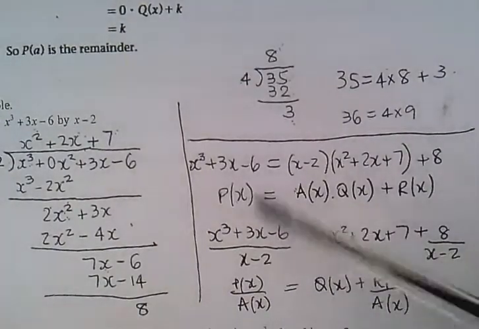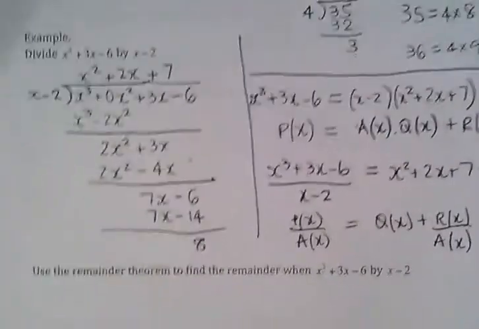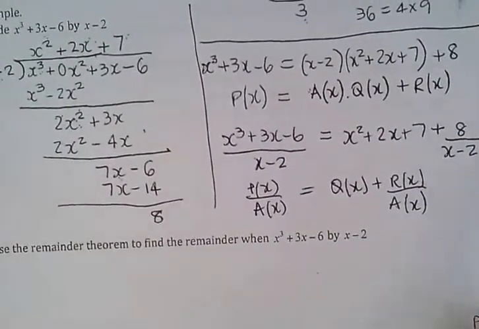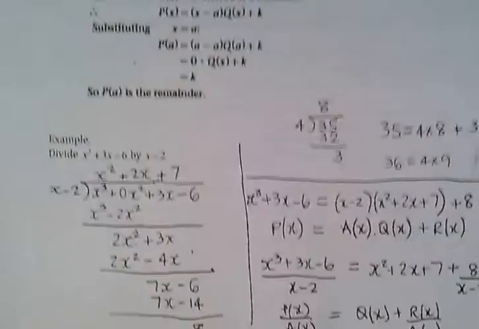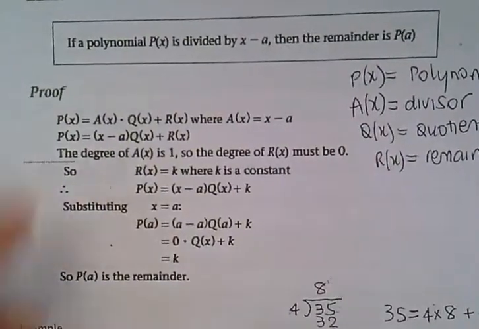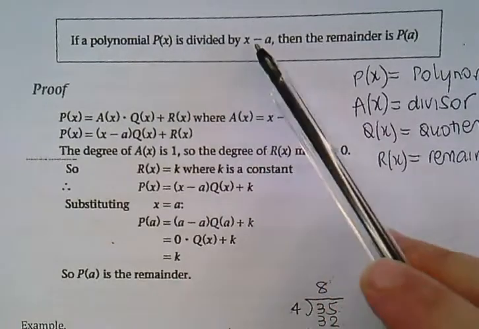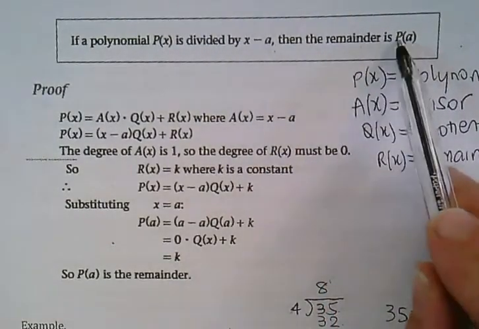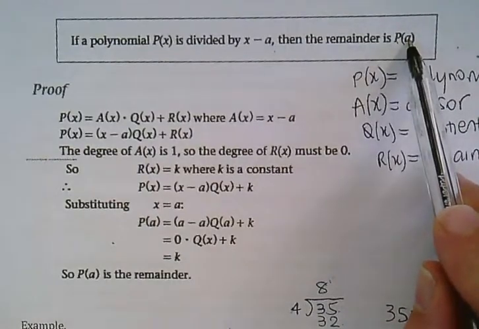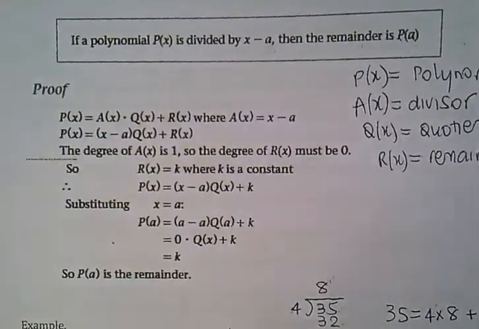Now, here we can see that the remainder is 8. If you're just asked for the remainder of a division, guess what? You don't have to do the division. You can just use what's called the remainder theorem. We did look at this at the beginning of the video, but very briefly. If a polynomial is divided by x minus a, then the remainder is p of a. In other words, you just substitute whatever a is into your polynomial, and that will give you the remainder.